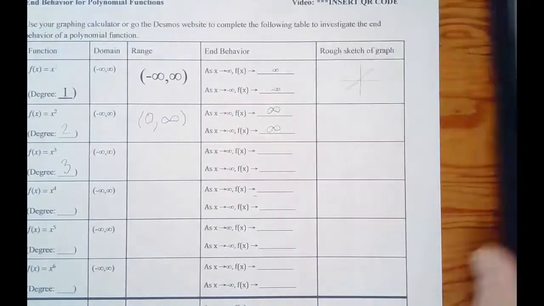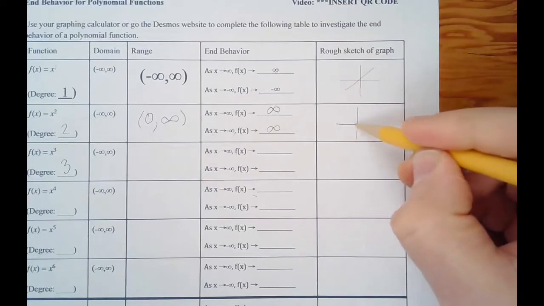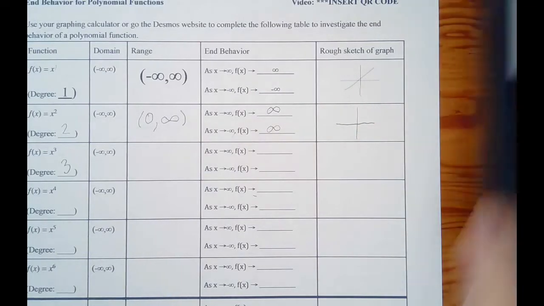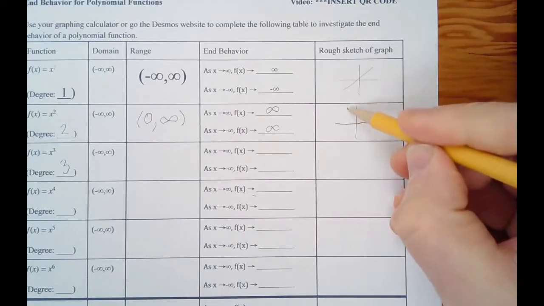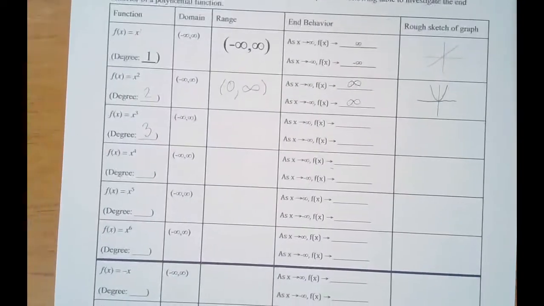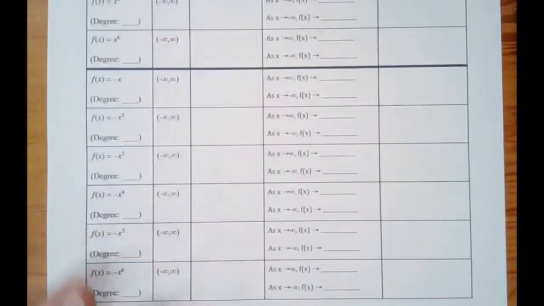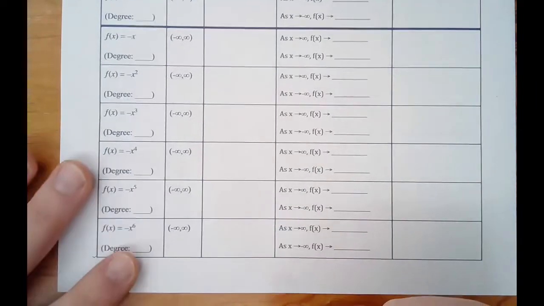And then we'll just do a rough sketch of the graph here. So you can just get your calculator screen and just quickly sketch it. Don't spend too much time on this. Okay, there we go. All right, let me do one more with you guys. I might do one from down here. Let me just pick, I don't know, like negative x to the 5th here will do.